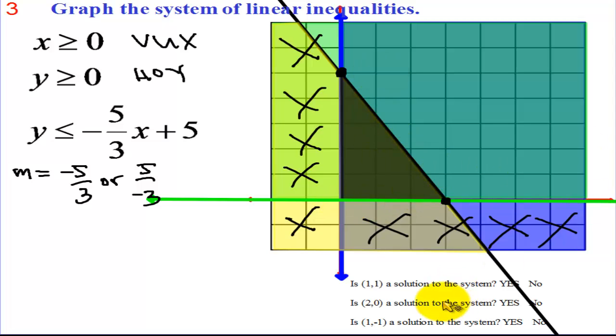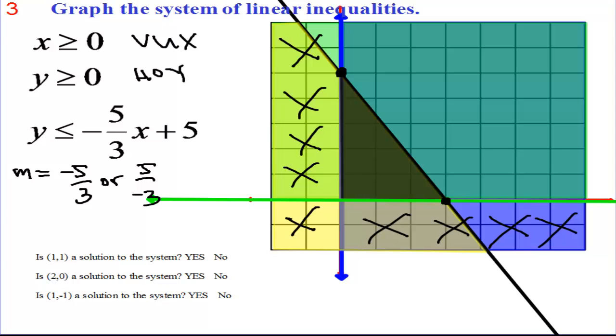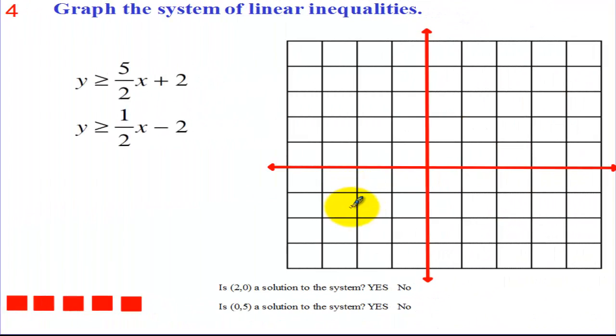So let's answer the following questions. Is 1, 1 a solution? Yes, it is a solution. 2, 0. Okay, since this point is on the boundary and this line is a solid line, we are going to say that yes, it is a solution. 1, negative 1. Okay, this point is not on this area, so we are going to say that 1, negative 1 is not a solution.